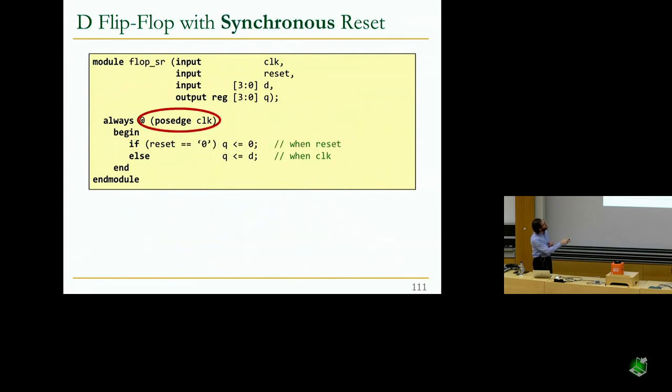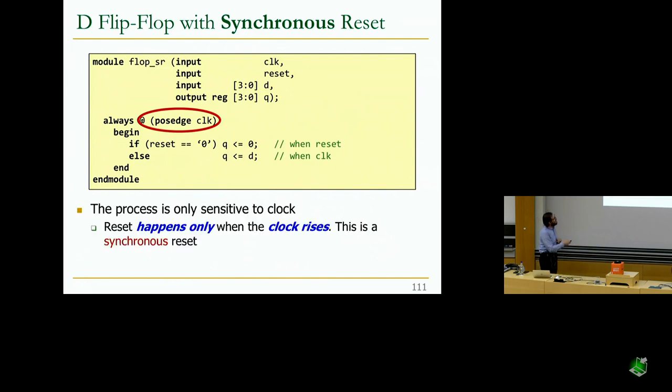If you do that, this is synchronous reset. The reset is still sampled, but it's sampled only at the positive edge of the clock, right? Basically, this always statement is executed only when clock goes from 0 to 1. And if when the clock goes from 0 to 1, reset is equal to 0, you reset the circuit, reset this bit. Well, in this case, it's 4 bits, right? Not just 1 bit. Otherwise, if reset is 1 at the positive edge of the clock, you're not supposed to reset. You just sample the input signal. So basically, Q gets the data input, as you can see. So again, reset happens only when the clock rises over here. And that's a synchronous reset.